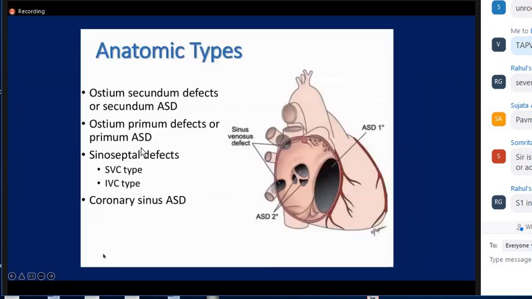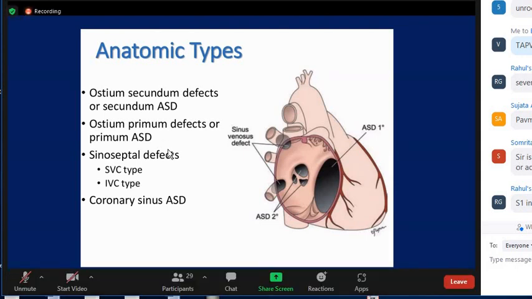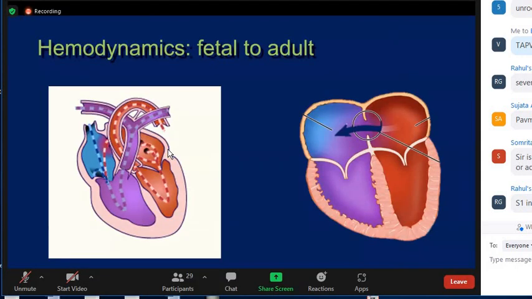Various other types like coronary sinus type, SVC type, IVC type, all these are embryological abnormalities which you see, and clinically and hemodynamically they all present as a single pretricuspid shunt. So you cannot really diagnose clinically whether it is a primum ASD or secundum or sinus venosus, but you can only tell there is a pretricuspid shunt, and these are the possibilities.